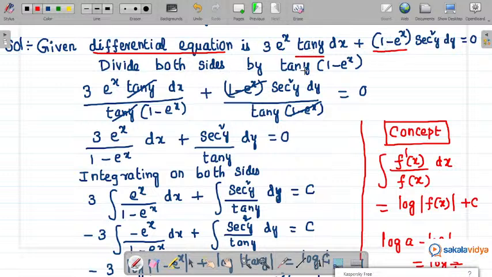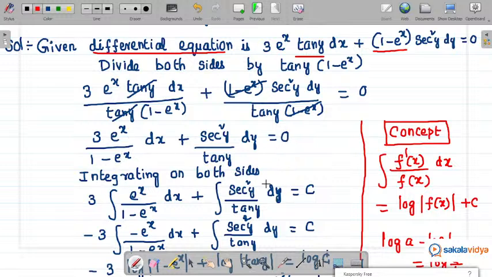So divide both sides by tan y into (1 − e^x); exactly, it can be put in our desired or required form. So 3 e^x tan y dy by dx divided by tan y (1 − e^x), tan y gets cancelled, plus (1 − e^x) sec²y dy by tan y (1 − e^x), (1 − e^x) gets cancelled, is equal to 0. So we have 3 e^x/(1 − e^x) dx + sec²y/tan y dy = 0. So now the variables have been separated.